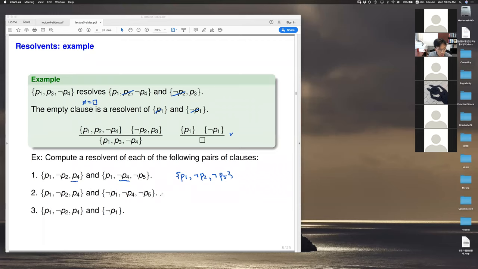In the second case, there is a P1 and negation of P1, but also there is P4 and negation of P4. So you might be tempted to say, oh, I'd like to cancel both. Then you might say the resolvent has to be the only remaining ones, P2 and negation of P5. But this is wrong. It's incorrect.